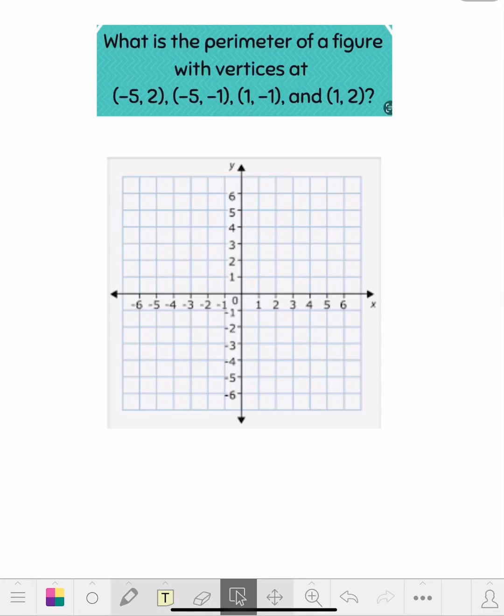Hello, class. The problem we have today is, what is the perimeter of a figure with the vertices at, and they give you 4 different vertices, okay? Now, if you get this on a test or quiz, I actually put a little graph type thing below, but you can actually quickly just draw that, okay?